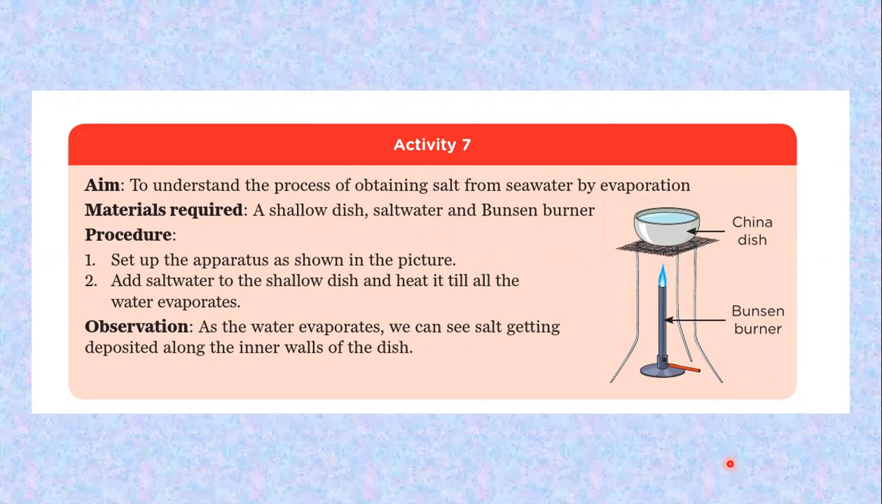Huge fields are made around the sea, and the seawater is shunted into those fields and left to dry. We don't use any external source of heat, we use the heat of the sun. It is allowed to dry in the sun, and ultimately all the water dries, and what is left behind is salt. But obviously that salt is not clean enough to be eaten directly, so all that salt is collected and sent to factories for further purification.